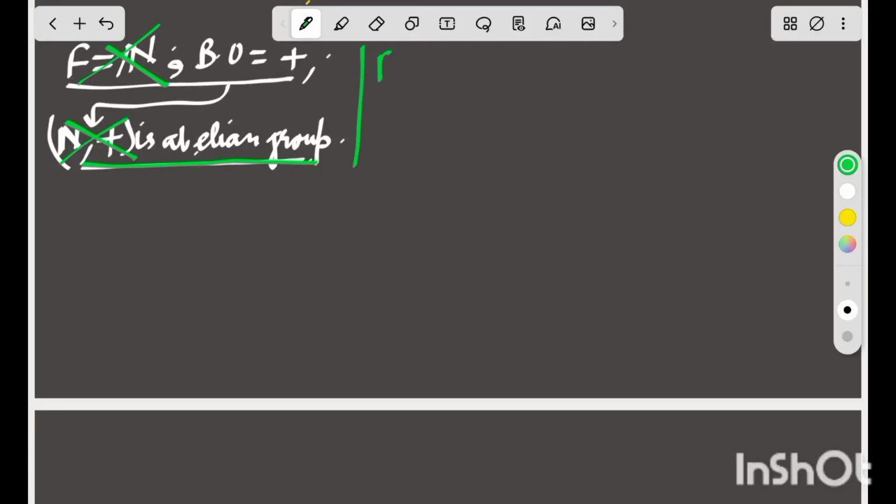Second example is, let the set be the set of the integers and the binary operations are the addition and the multiplication. Now you have to check and write in the comment section whether this set forms the field or not. This is a homework question.